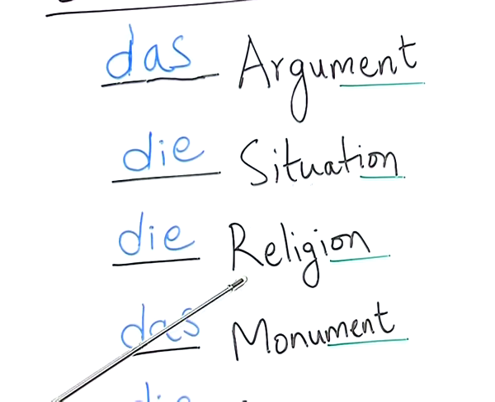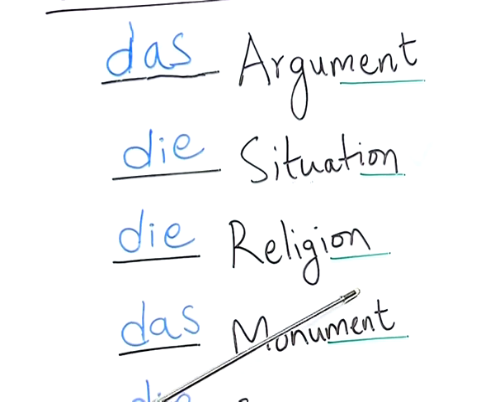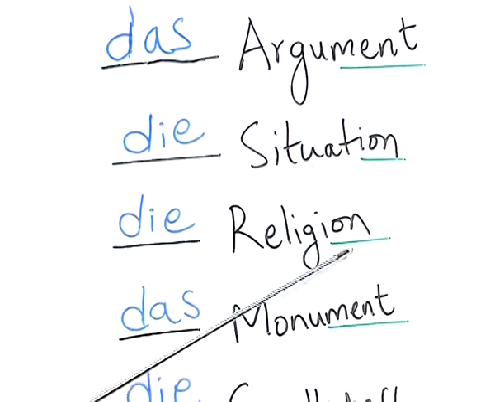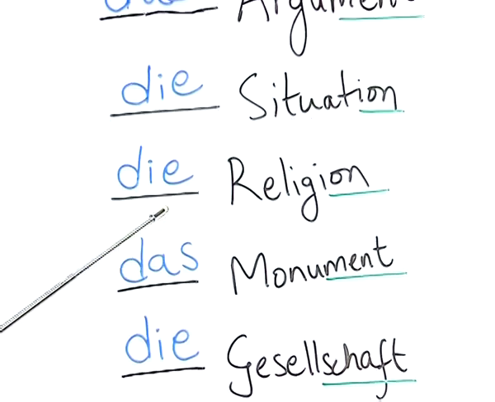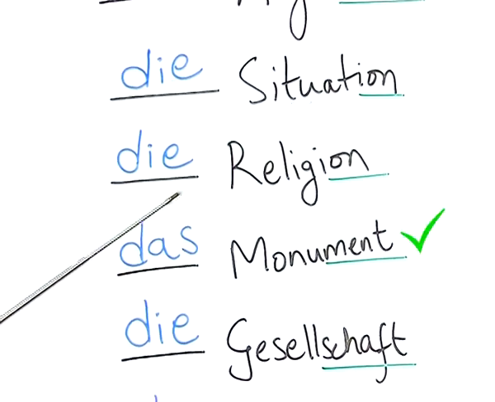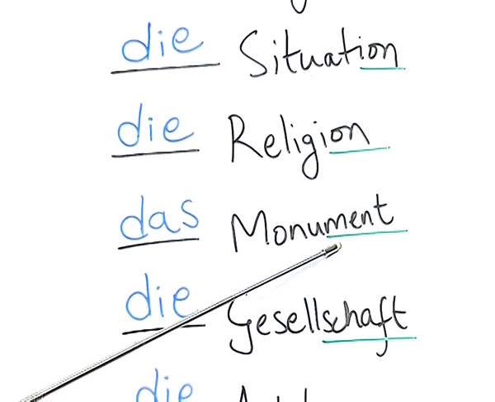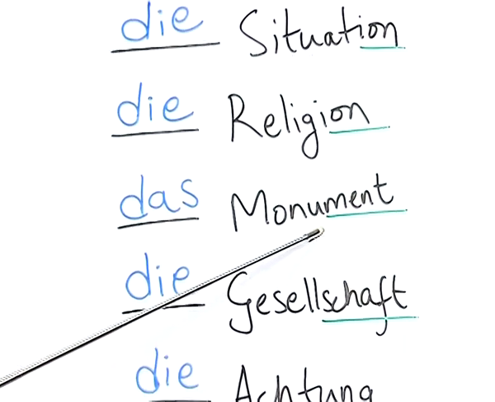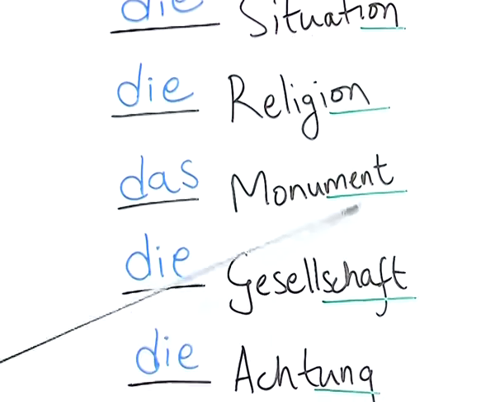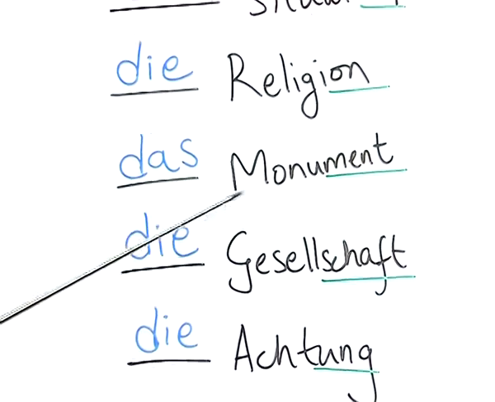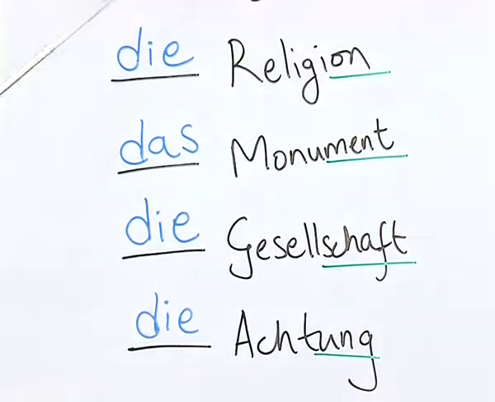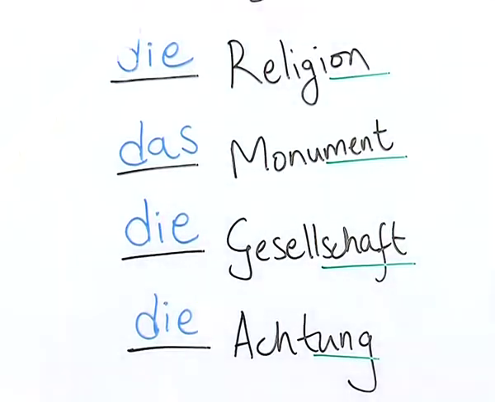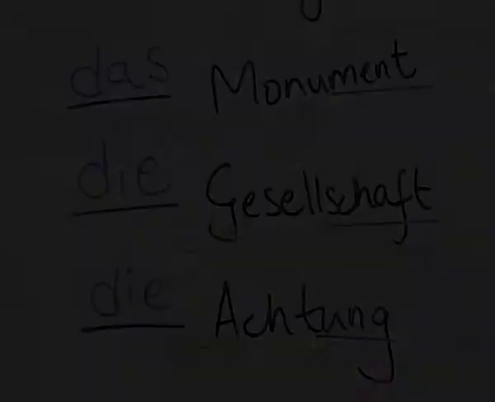The same rule applies to the other noun, Religion, which also carries the same ending like the previous noun. So the article here is also die. And if you see the ending of this noun, Monument, similar to English, das Monument, because of the ending -ment, the same way like the noun Argument, which is das.